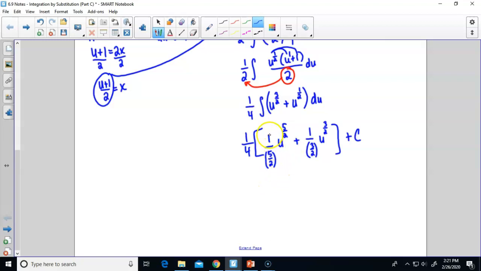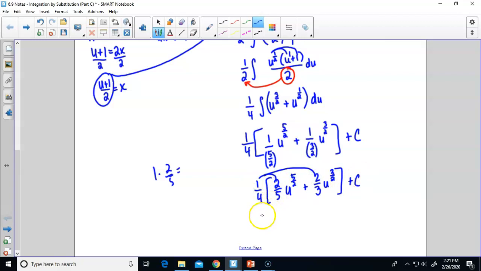And so 1 divided by 5/2 is just dividing fractions. You just have 1 times 2 over 5. You're just going to get 2/5. It just flips the fraction. So I've got 1/4 times 2/5 u to the 5/2 plus 2/3 u to the 3/2 plus c. And I could distribute this 1/4 right here.